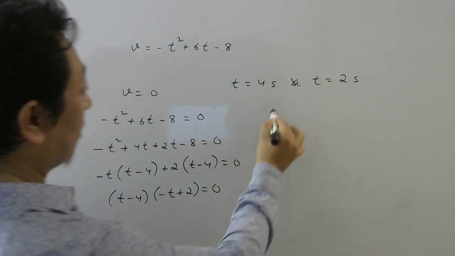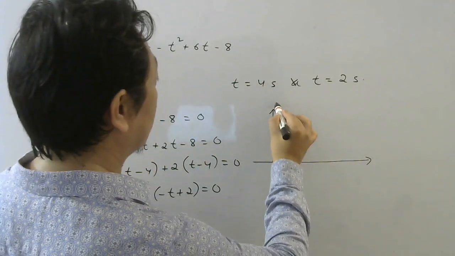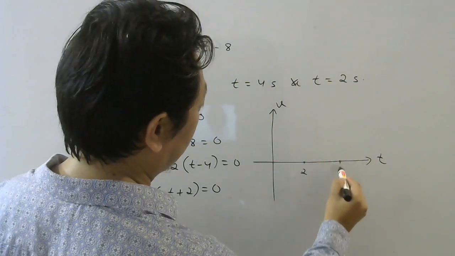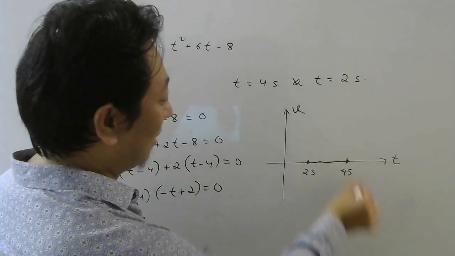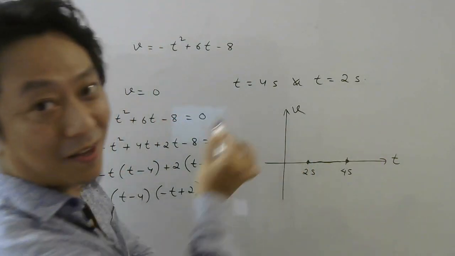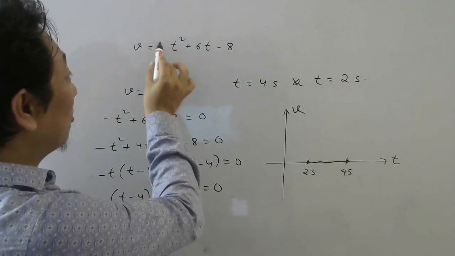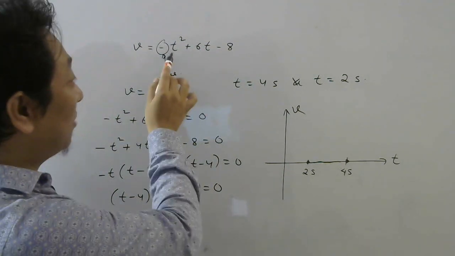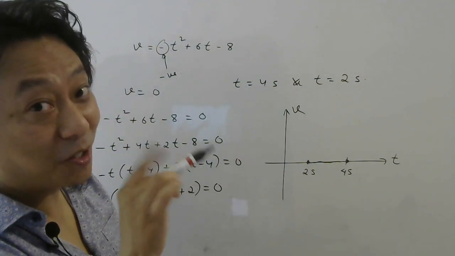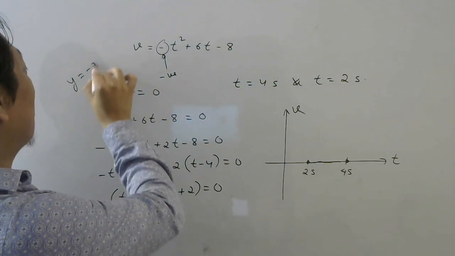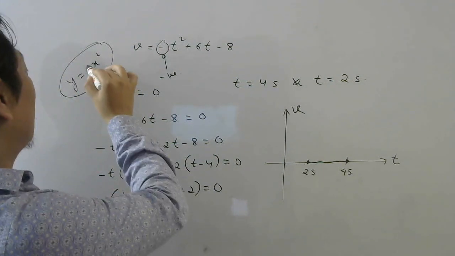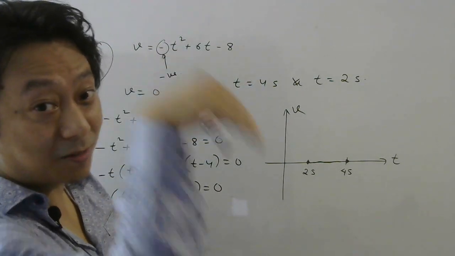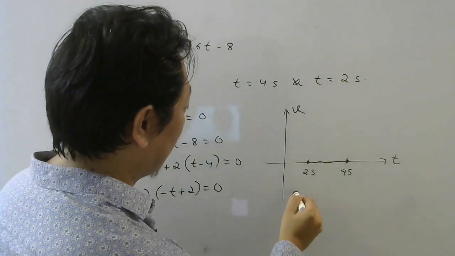So these are the 2 points where your velocity will be 0. So here is velocity, here is time. This is your 2 seconds, and this is your 4 seconds. Now we know the graph will be either parabolic like this or like this. How to decide which one it will be? Look at the coefficient of t square. It is negative. As I told you earlier when drawing graphs of y versus x square, if your coefficient is negative, like here, then your graph will be this way. So the graph will look something like this.